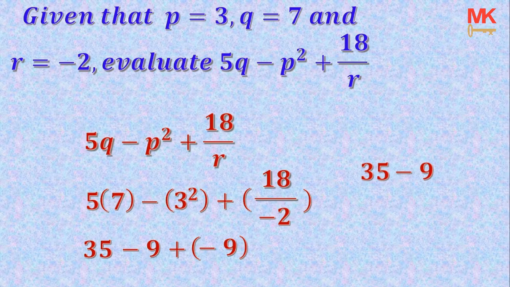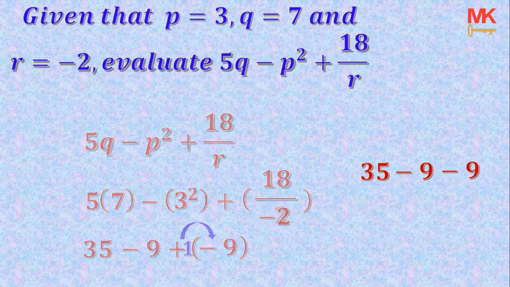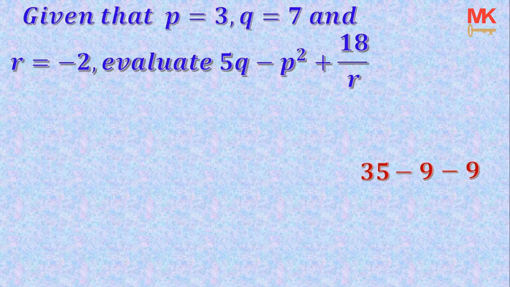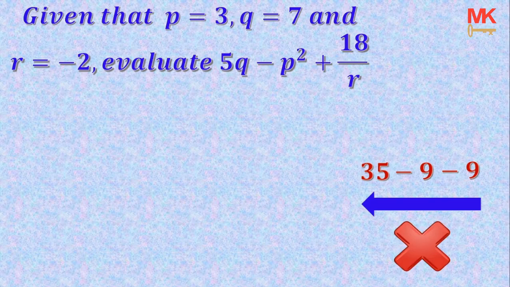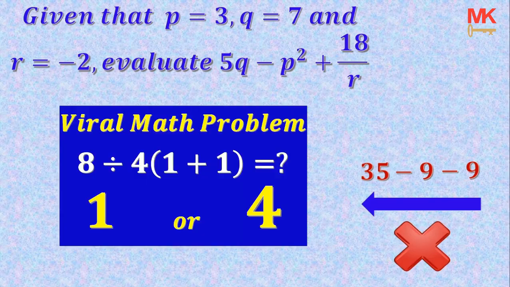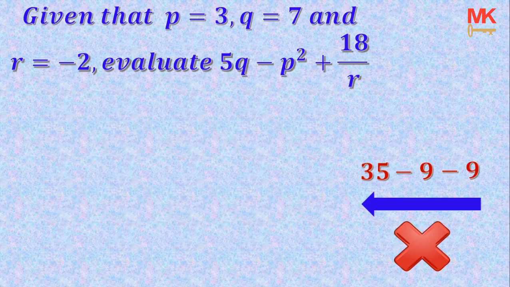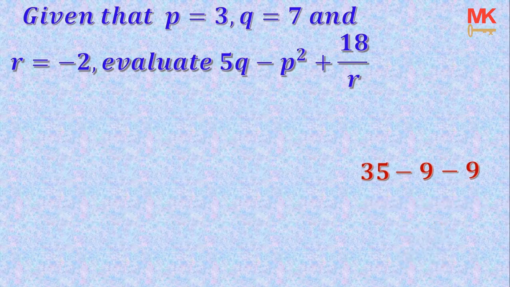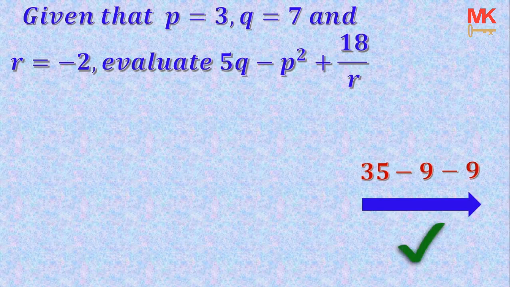How do we go about this? Remember that there is an invisible 1 in front of the bracket, so we just introduce it, and then plus 1 multiplies the -9, which also gives us the same -9. Now, at this point, be careful not to carry out this operation from the right to the left, because in the end, it will result in a wrong answer. I will recommend that you watch our video on order of operations for better insight. Okay, so what we're just going to do here is to carry out this combination from the left to the right, and that's the correct way of doing this.